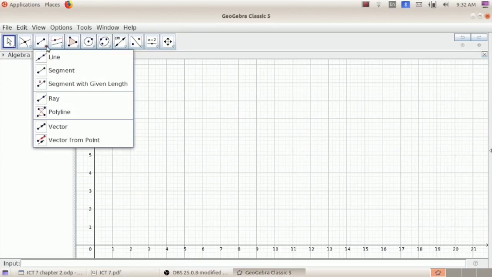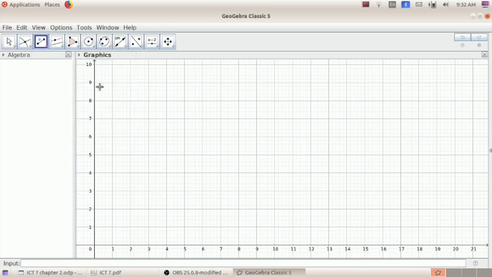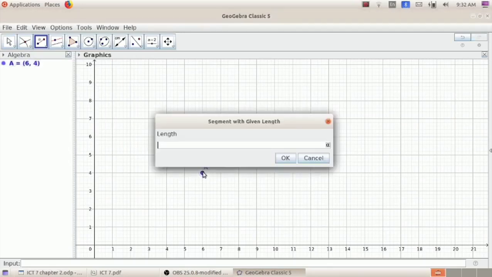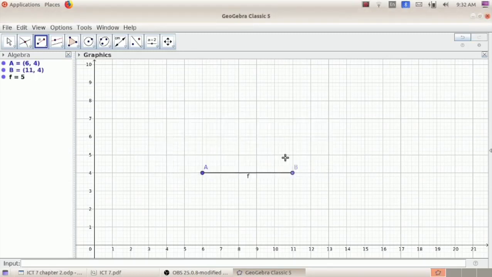For that, here we have segment with given length tool. Select this tool. We are going to draw the line segment AB with measurement 5 centimeters. So click at a point, we got A. Then this window appears. Here we have to give the measurement. We have to give 5 centimeters. Then click OK. Now we got a line segment AB with the measurement 5 centimeter.